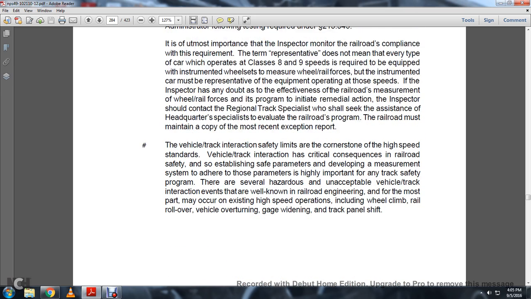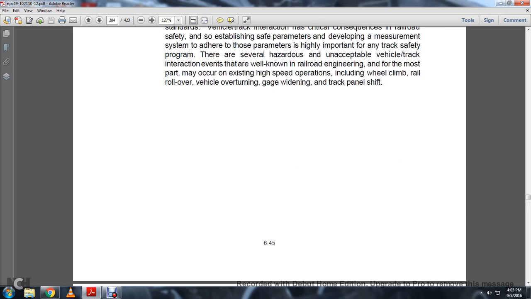The railroad must maintain a copy of the most recent exemption report. Vehicle track interaction safety limits at Cornerstone and high-speed trains. The high-speed standard for vehicle track interaction is a critical consequence of railroad safety: establishing the parameters, developing the measurements, and adhering to those parameters is highly important for any track safety program because of the several hazards of an unacceptable vehicle track interaction event known in railroad engineering. For the most part, these may occur with existing high-speed operations, including wheel climb, rail rollover, vehicle overturning, gauge widening, and track panel shifting.